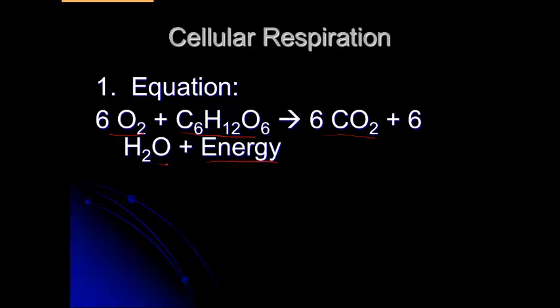So this equation should look familiar to us. We've seen many of these components in photosynthesis, only it was reversed. We needed light, we needed water, we needed carbon dioxide, and we made sugar and we made oxygen. Cellular respiration is the opposite. And so if you know one, you can easily know the other.